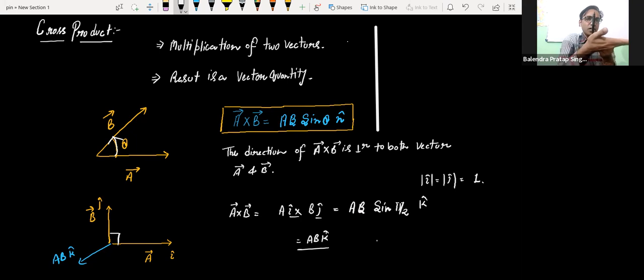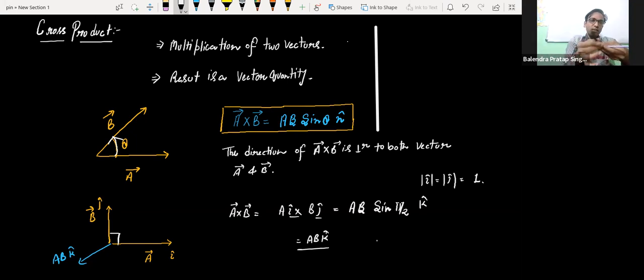Vector A cross vector B, then the thumb is the direction of the resultant. And if you are calculating B cross A, then the thumb is toward myself. Or you can also find this like this. Suppose these are two vectors. So A cross B, the direction is upward, and B cross A, the direction is down.